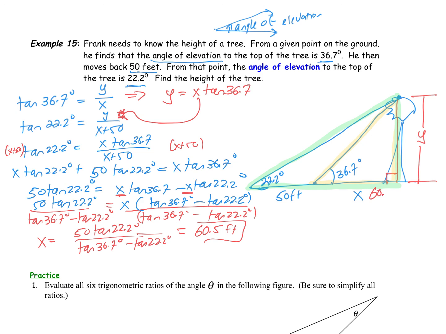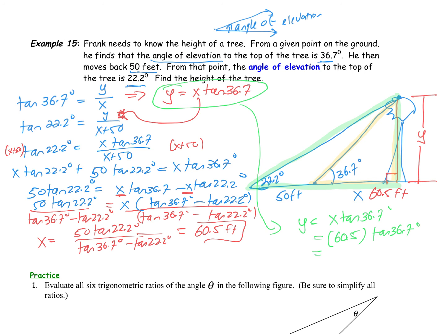So that's the piece here on our triangle. But we really want to know y. So we can figure out y from our original equation. So we can substitute in here. So y is equal to x tangent 36.7 degrees. So that's going to be 60.5. And really keep that value in your calculator. Don't round it off yet. So y, the height, is going to be 45.1 feet. So the tree is 45.1 feet tall.